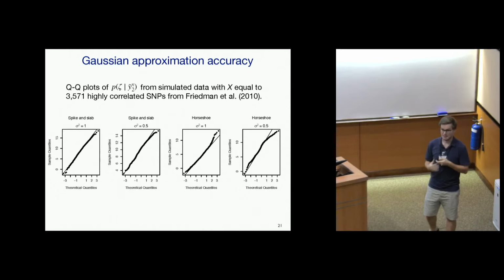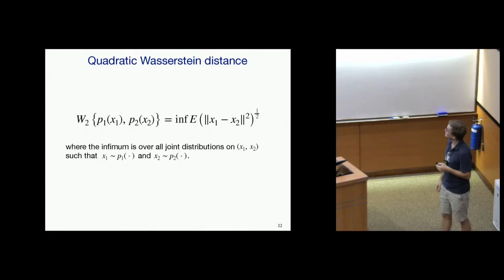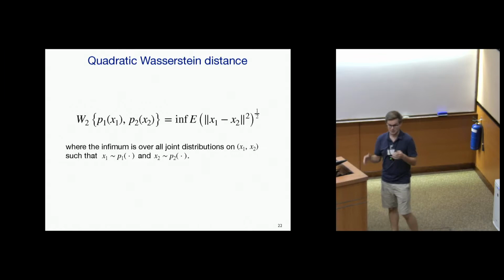So let's now look at it from maybe a little more theoretical point of view. Let's define the Wasserstein distance. We're going to look at the Wasserstein distance between P1 and P2, the two distributions, and that's the infimum of the squared distance between the two random variables, and the square root of that. The infimum is taken over all joint distributions on X1 and X2, where the joint distribution satisfies the marginals, so satisfies P1 and P2. So this specifies a distance measure between distributions.